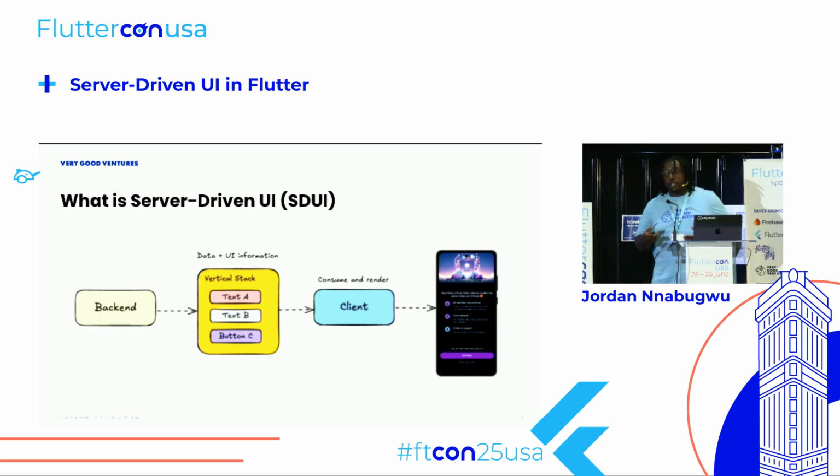So what is server driven UI? If you look at this picture, basically what the back end does is it sends information to the front end of how your stack is going to look like. Columns, buttons, and then the client consumes and then shows a picture of that.